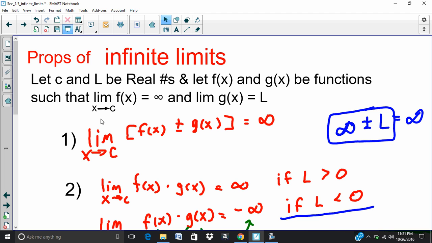No, no. Maybe if I do it this way. Yeah, because I forgot to put that in here. Sorry. There we go. So both as x approaches c.